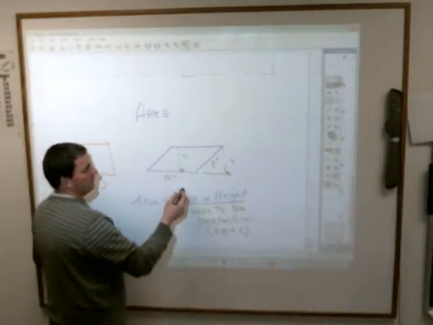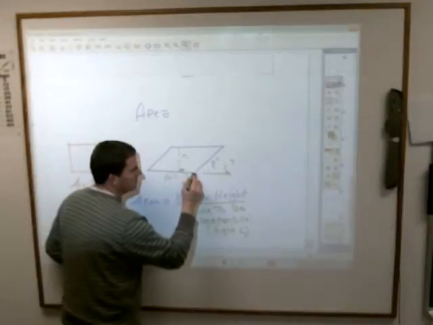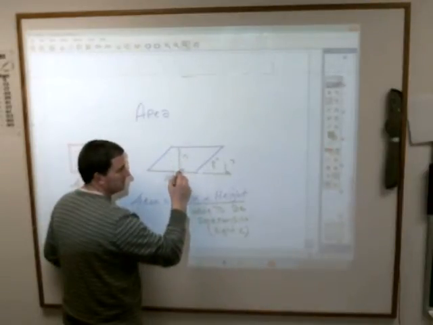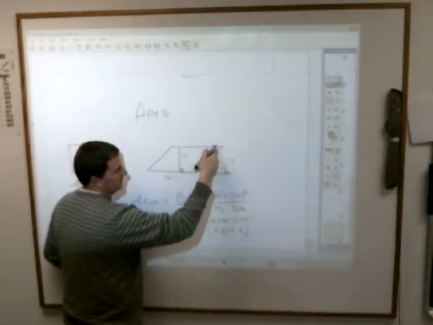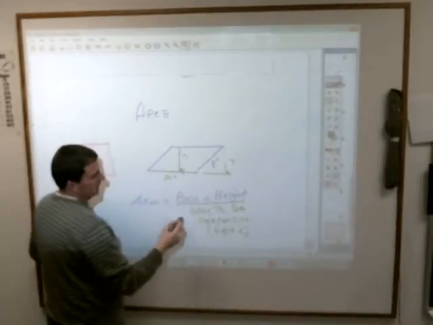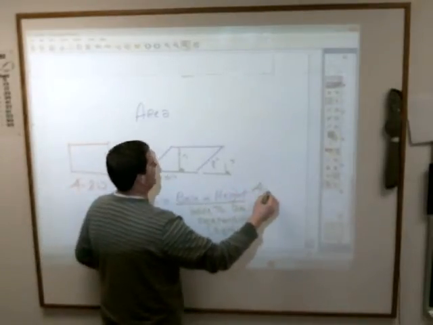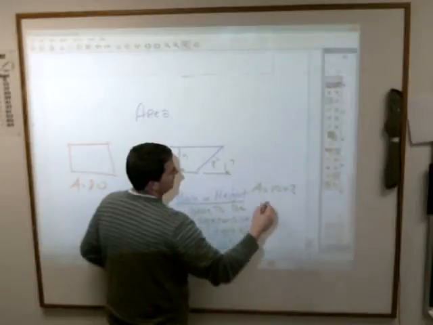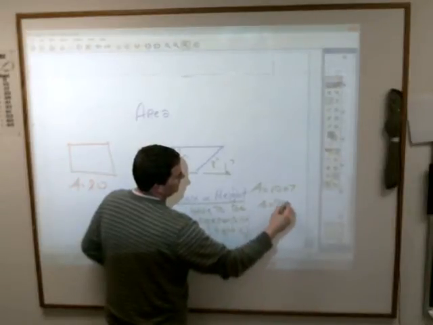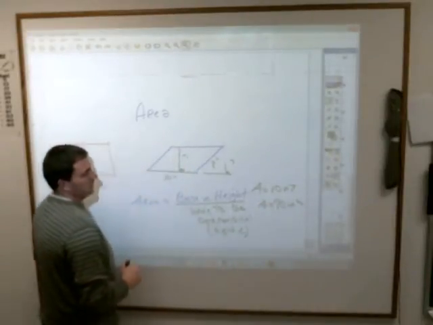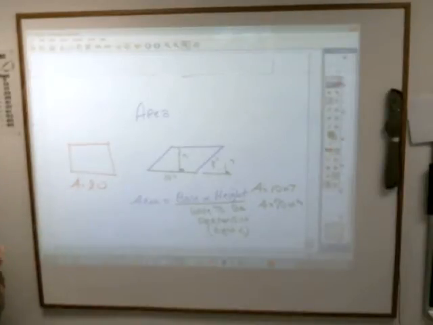What two lines form a right angle? The 10 inches and these 7 inches. This 8 inches, there's no right angles anywhere with this. So the area of this shape is going to equal 10 times 7, or 70 inches squared. Please be very aware of that.